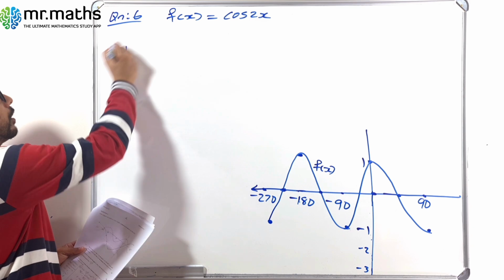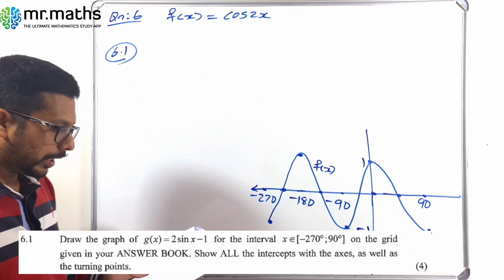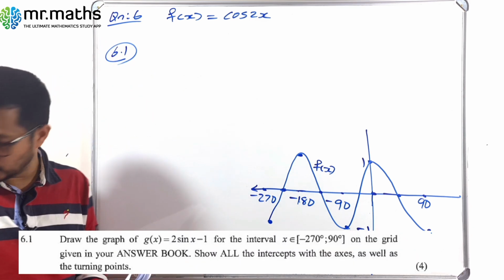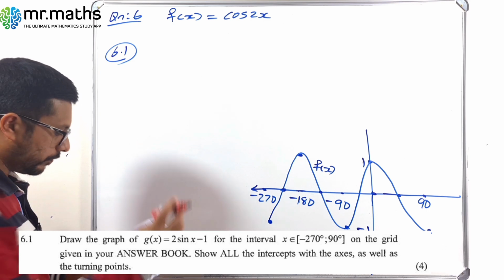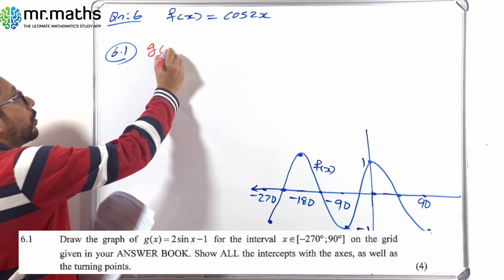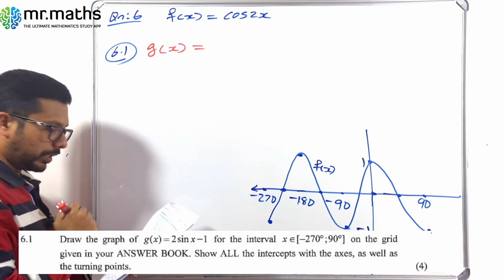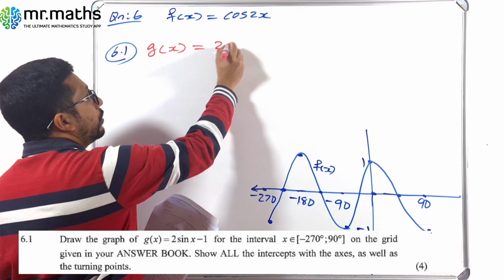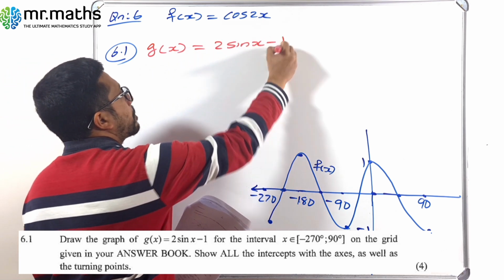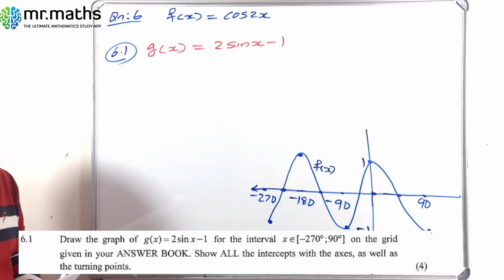Question number 6.1. Draw the graph of g of x is equal to 2 sin x minus 1. So you have to draw another graph g of x, and the equation of that graph is 2 sin x minus 1. You have to draw that graph.